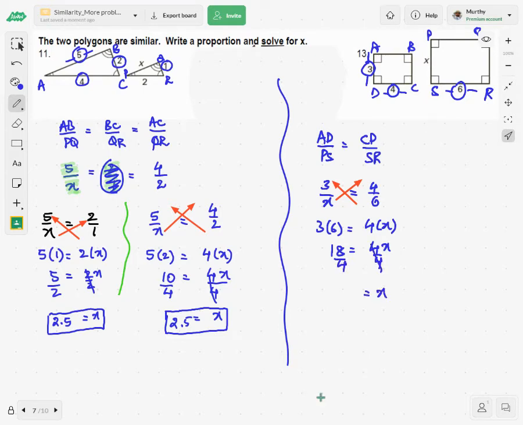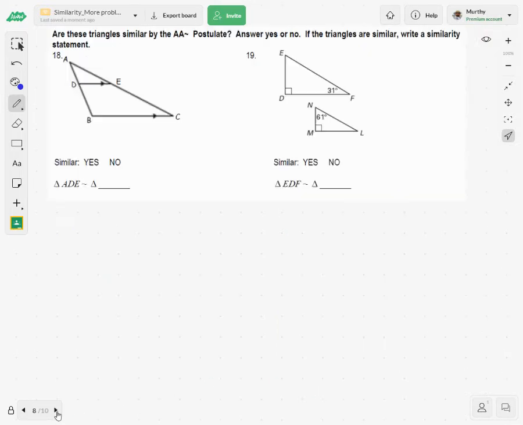So 18 over 4, so it is 4.5. The value of x is 4.5. Now let me take the next one.